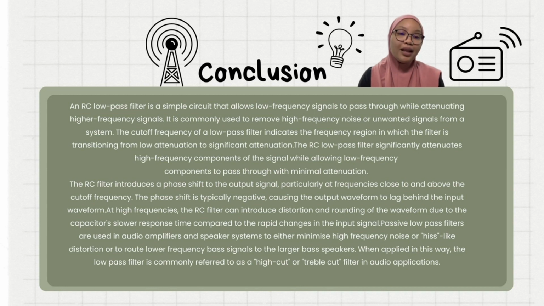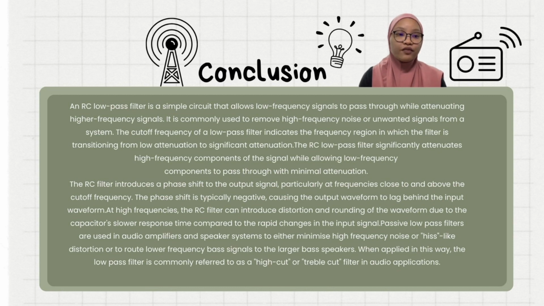The RC filter introduces a phase shift to the output signal, particularly at frequencies close to and above the cutoff frequency. The phase shift is typically negative, causing the output waveform to lag behind the input waveform. At high frequencies, the RC filter can introduce distortion and rounding of the waveform due to the capacitor's lower response time compared to the rapid changes in the input signals.